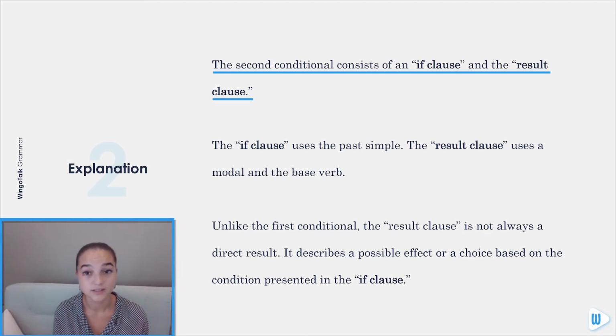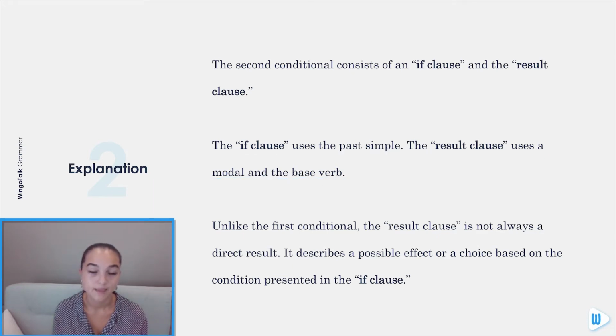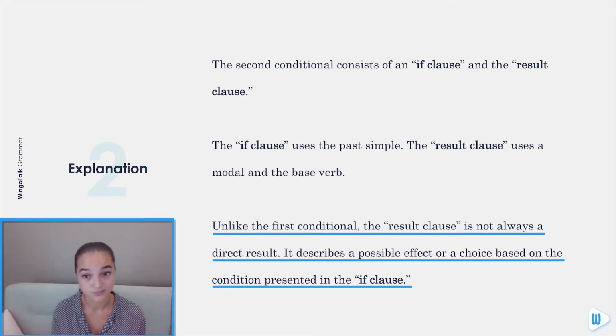The second conditional consists of an if clause and the result clause. The if clause uses the past simple, and the result clause uses a modal and the base verb. Unlike the first conditional, the result clause is not always a direct result. It describes a possible effect or a choice based on the condition presented in the if clause.